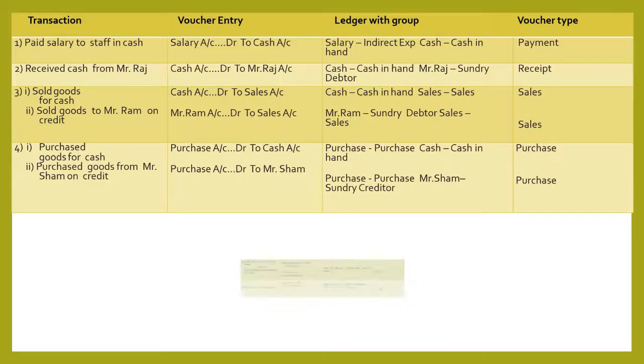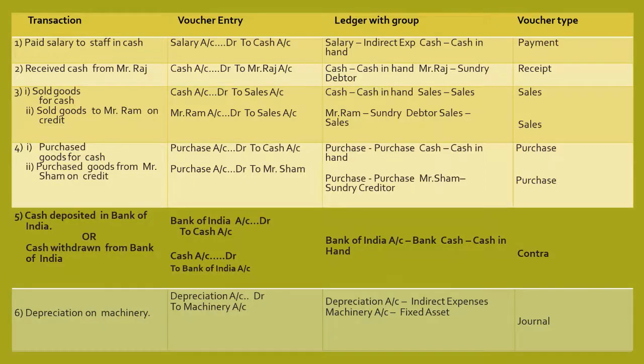Now after this, let's see the different voucher entries. For example, the first voucher entry, first transaction is paid salaries to staff in cash. Now in this type of transaction, we require the salary account and a cash account, where salary account is debited to cash account. The word paid is used, that's why it will go under the payment voucher type.